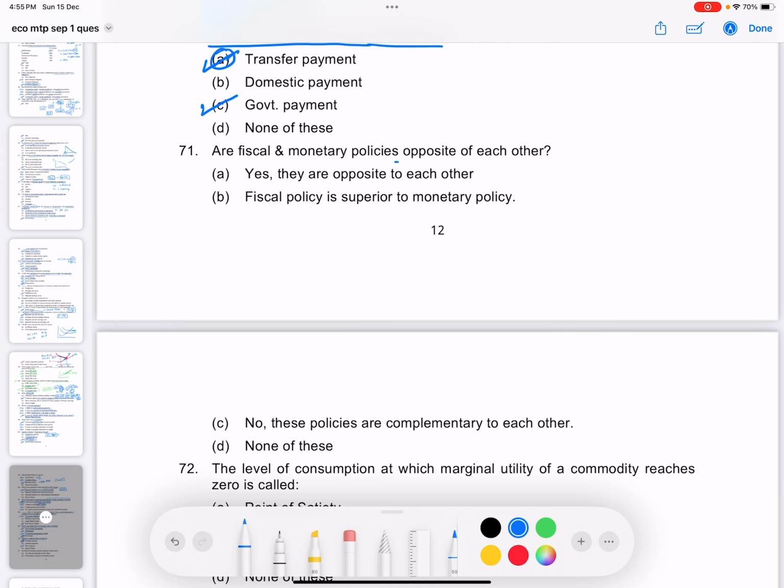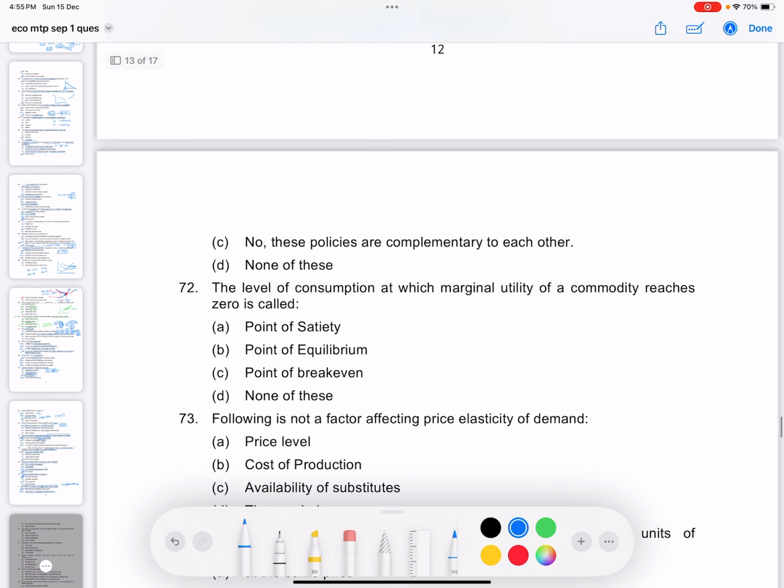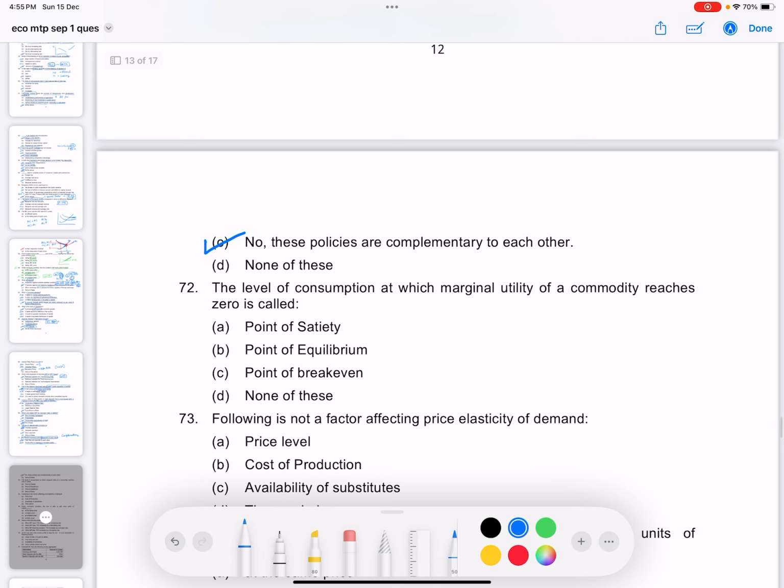आर फिजिकल एंड मॉनिटरी पॉलिसीज ऑपोजिट ऑफ ईच अदर? ये ऑपोजिट नहीं होते, ये कॉम्प्लीमेंट्री होते हैं। ठीक है, सो व्हाट वी हैव इज, येस दे आर ऑपोजिट टू ईच अदर। कोई भी नेगेटिव टर्म नहीं आएगी कि ऑपोजिट क्यों होंगे। ये नहीं बोल सकते फिजिकल पॉलिसी सुपीरियर टू मॉनिटरी पॉलिसी। These policies are complementary to each other.